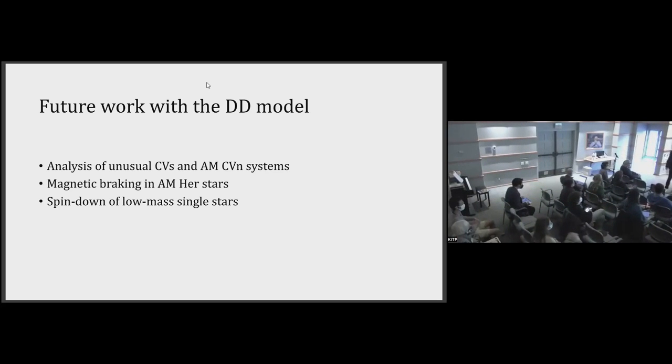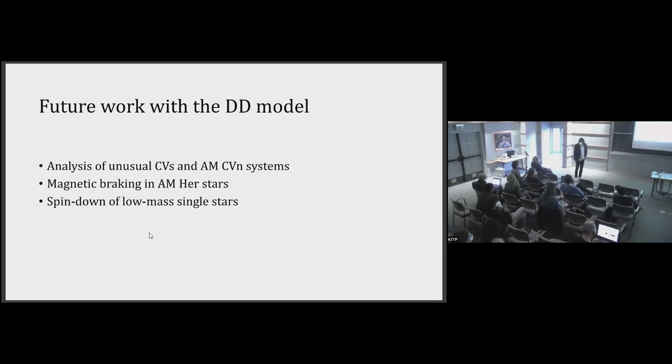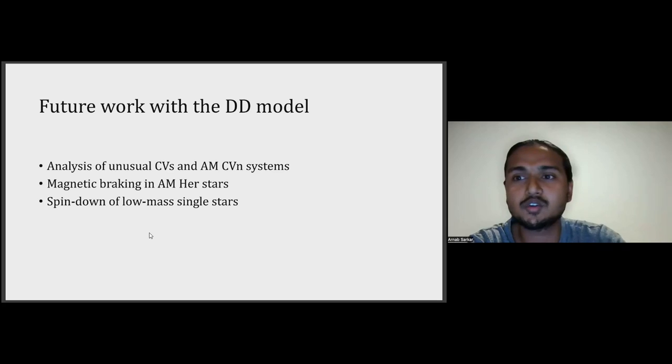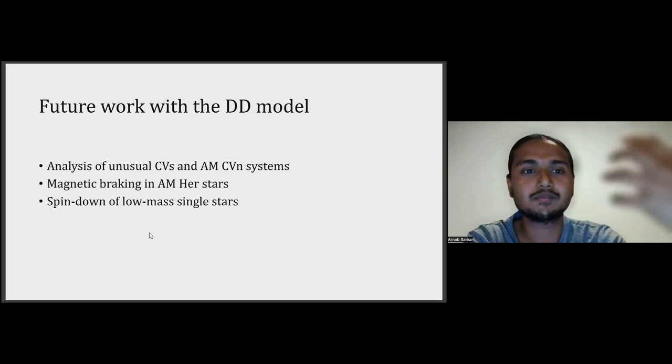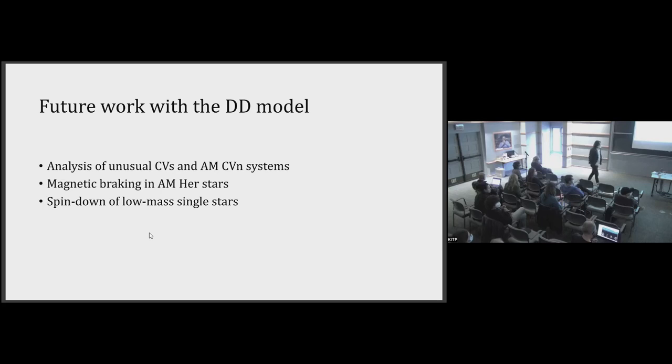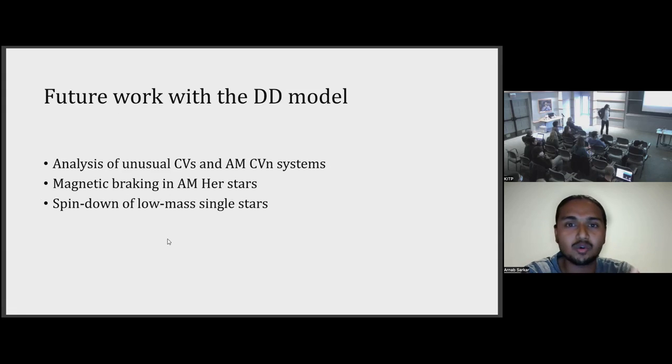Thanks. I was just wondering, so you have these two dynamos, and I guess each one is driving some magnetic braking, but how do you decide what the relative weighting is? And yeah, so the boundary layer dynamo is mostly due to differential rotation between the core and the envelope.